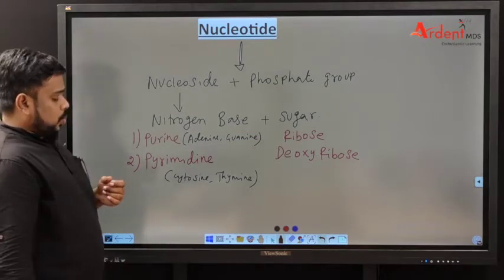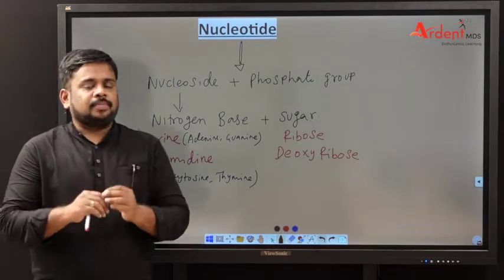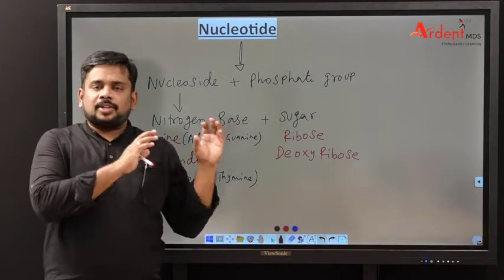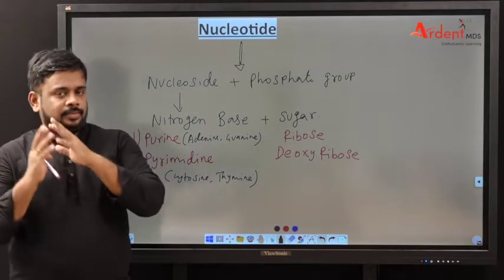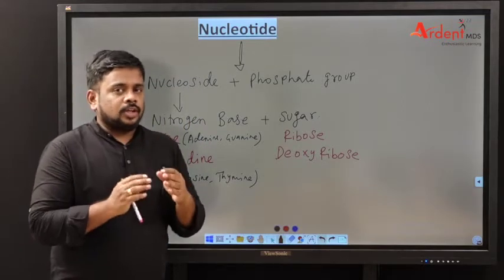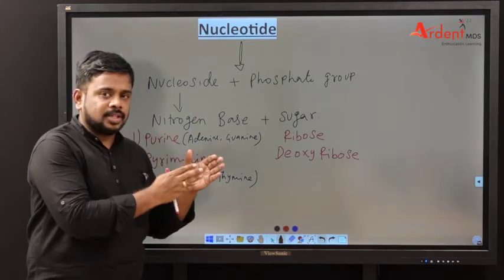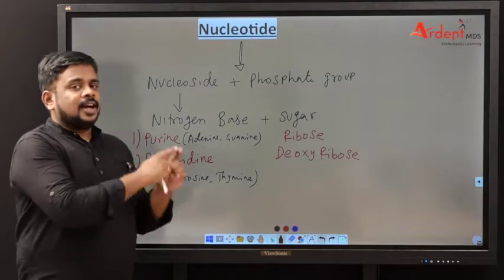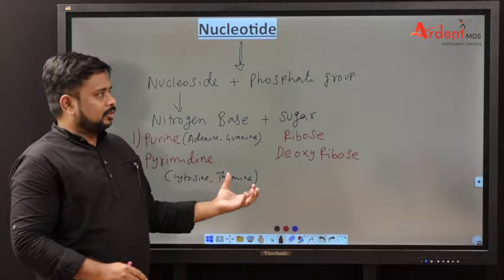Right. So again, let me repeat one more time. A nucleoside plus a phosphate group, phosphoric acid, joined together makes a nucleotide. All nucleotides joined together make the nucleic acid. And what is a nucleoside? A nitrogen base plus sugar. Examples of nitrogen bases are purine and pyrimidine. Examples of purine are adenine and guanine. Examples of pyrimidine are cytosine and thymine.